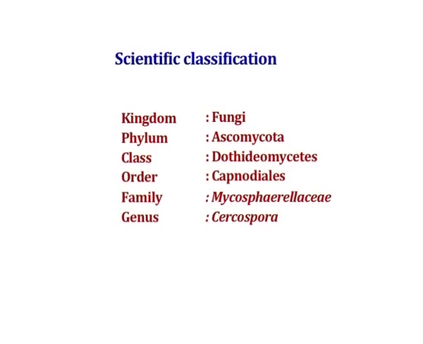Now, let us see the scientific classification of this pathogen. Kingdom is fungi, phylum Ascomycota, class Dothideomycetes, order Capnodiales, family Mycosphaerellaceae, genus Cercospora. This is all about the scientific classification of this pathogen. Next is the character of this pathogen.